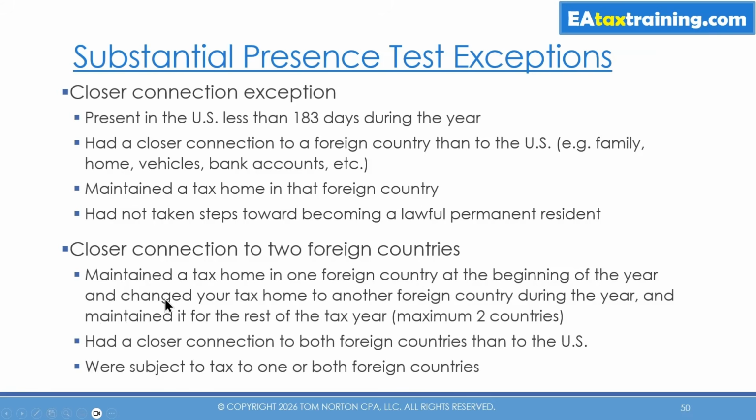And then the next one is a closer connection to two foreign countries. So it's the same idea, except that they move during the year. So they move from one foreign country to another foreign country during the year, but they still have a closer connection to those countries than they do the United States. Same thing, we're not going to count those days towards the substantial presence test.